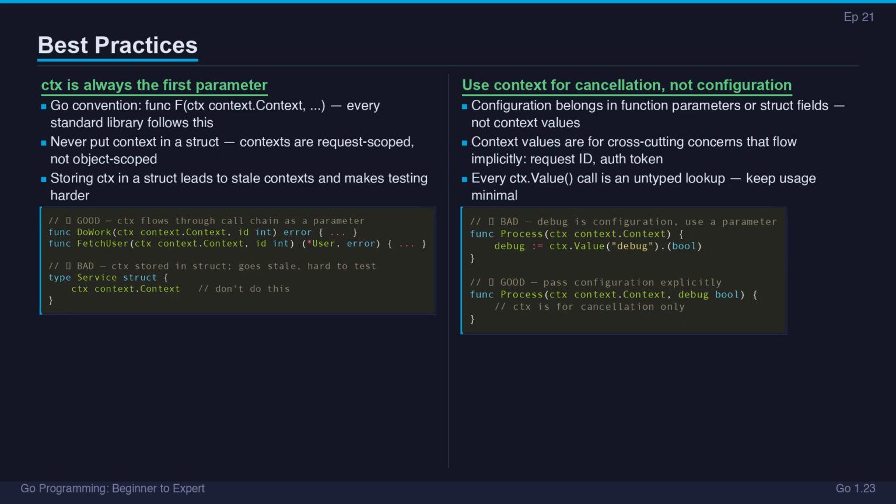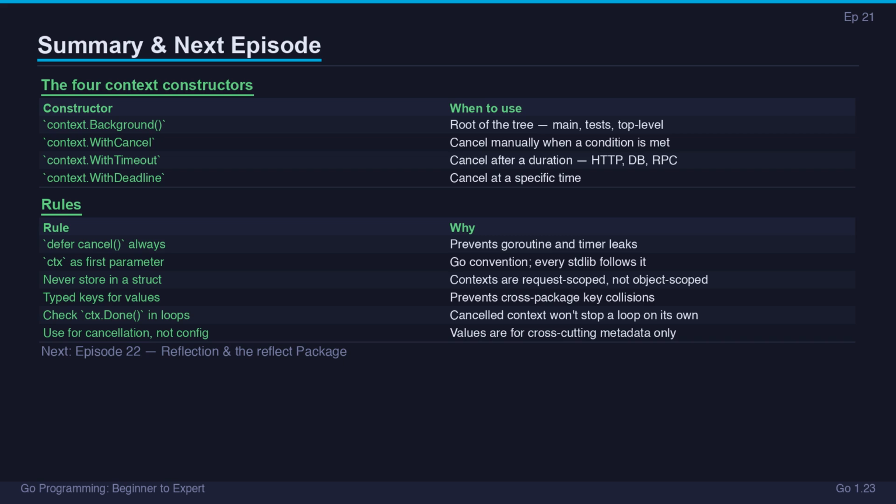Every cancel must be called. Every WithCancel, WithTimeout, and WithDeadline allocates resources. If you forget to call cancel, those resources leak until the parent context is eventually canceled. Defer cancel immediately after creation is not a style preference. It's a correctness requirement. Context propagates cancellation, deadlines, and request scoped values through call trees.